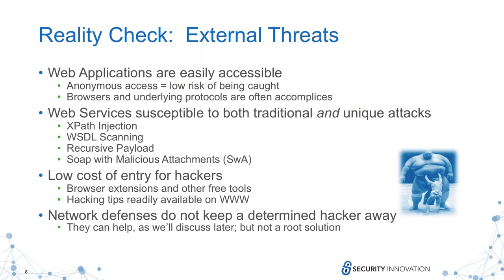So let's have a quick reality check on our assumptions about external threats being our largest threats. Like we said, typically we let the attacker through to the best targets, which are the applications. Web applications are easily accessible. Oftentimes you're exposing an application for anonymous access, and there's a low risk of being caught. Browsers and the underlying protocols can often be accomplices, so you can force the client or the protocol itself to do something it wasn't intended for an attacker to gain an advantage.